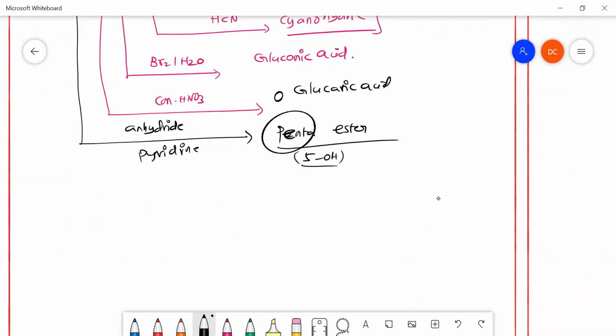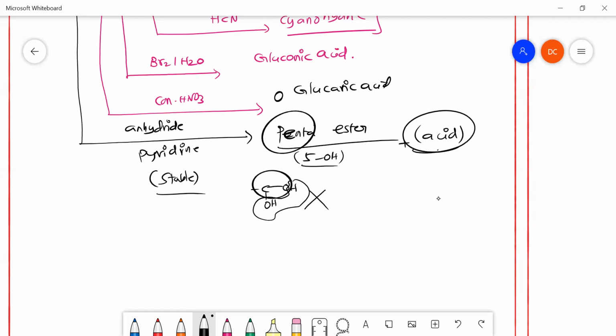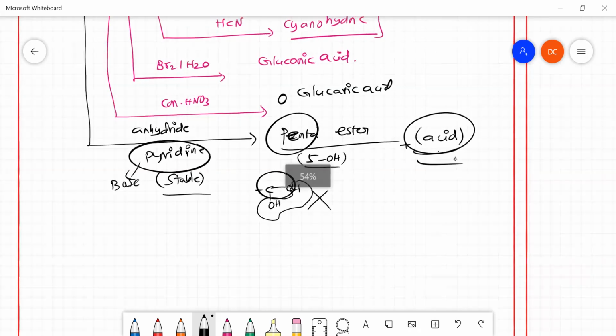Because if 2 OH groups are attached to a single carbon, then it is a highly unstable compound. It can leave as a water molecule and form a carbonyl compound. This does not take place in glucose, because glucose is a stable compound. That is what we confirm, that the 5 OH groups are attached to different carbon atoms. Okay, these are all the findings. Also some acid is formed, so to neutralize this acid we add a base. Pyridine acts as a mild base to neutralize the acid formed in the reaction. These are all the confirmations we did to find out the structure of glucose.